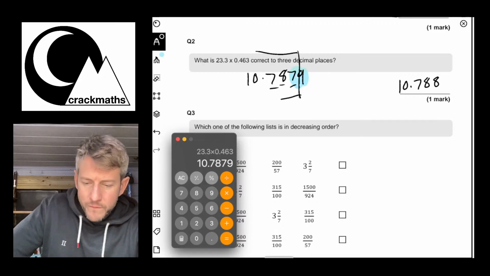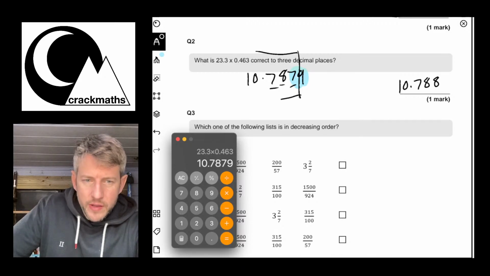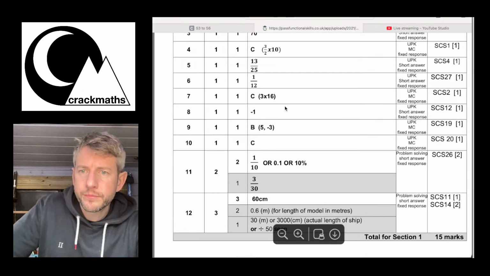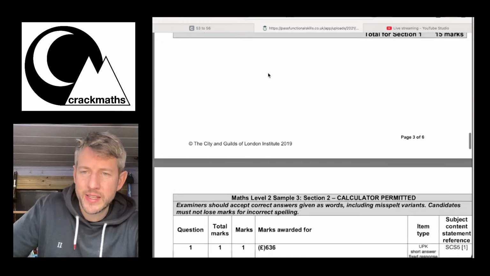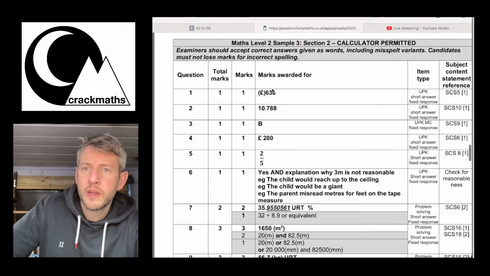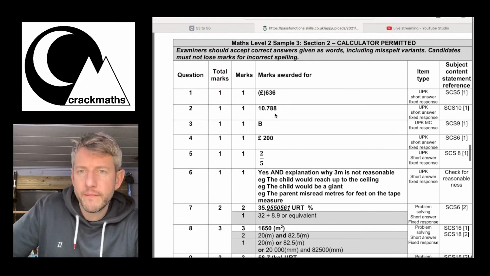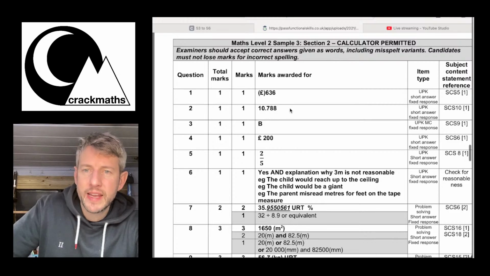Okie dokie, right. But let's quickly check a couple of those answers just to see how we're getting on. So here we go. Oh, that's good. We got 60 centimetres for that last one as well. So here we go. 636. Yep. 10.788. Perfect. So we are on the right track.